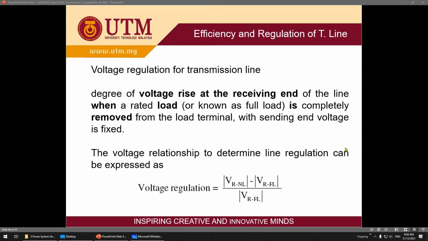So we move on to the next part, which is voltage regulation. Usually when it comes to a transmission line, we have to look at efficiency and how well the transmission line can regulate the voltage. Voltage regulation is the degree of voltage rise at the receiving end of the line when the rated load is completely removed from the terminal with the sending voltage fixed. So what does this mean?